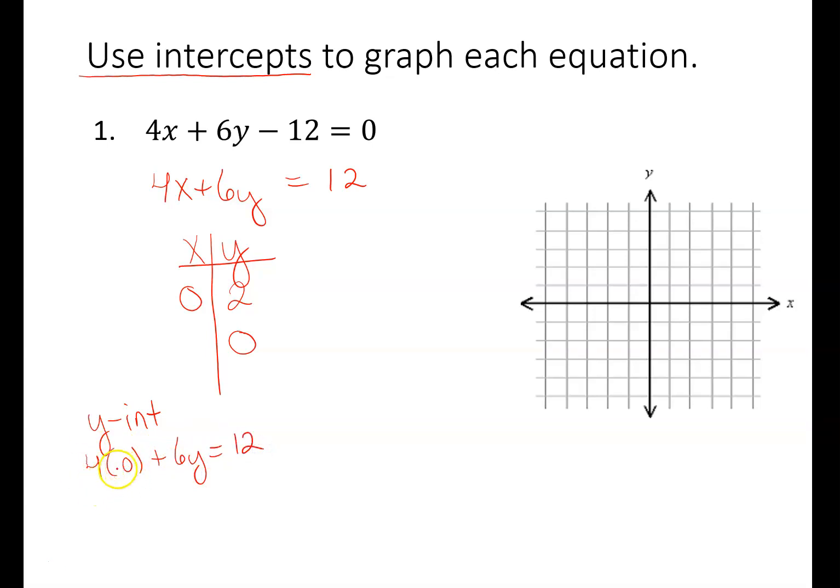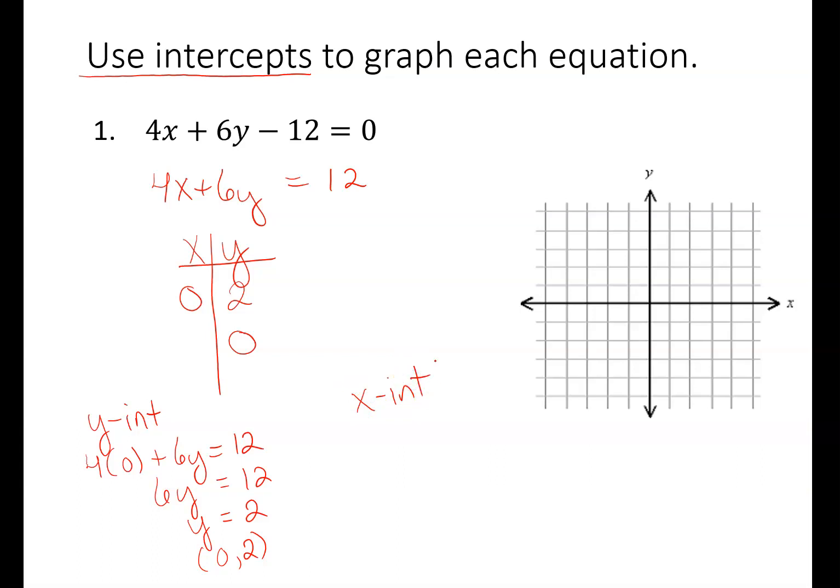And 4 times 0 is 0. So then it would just become 6y equals 12. And I would divide by 6 and get y equals 2. And that 2 goes in this spot in the table. However, I would still write it as an ordered pair. I don't want you to get confused and think we're going to go to y equals 2 and then, well, let me finish the x-intercept and I'll show you what I mean here.